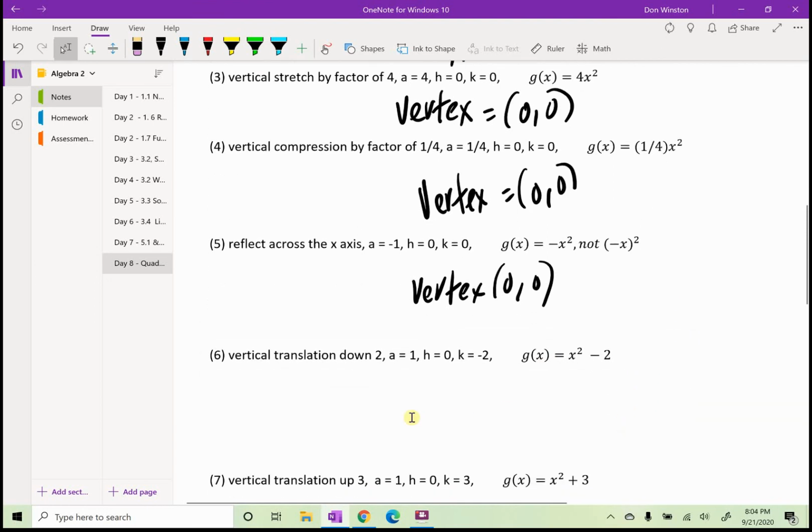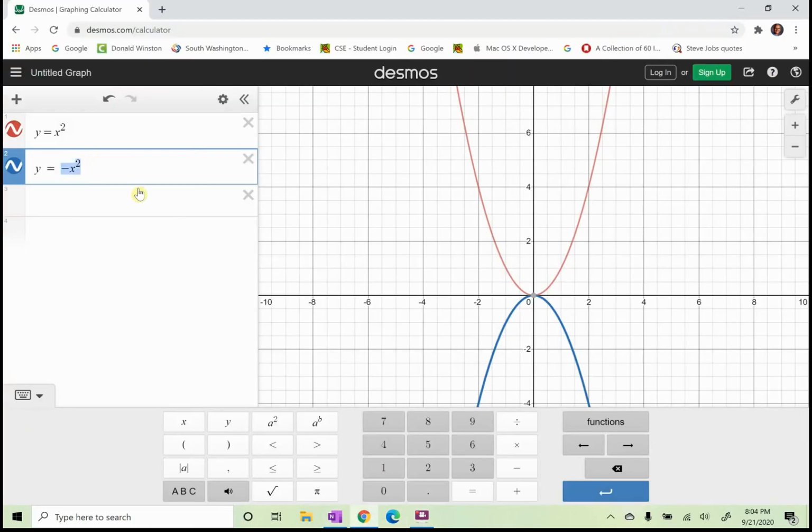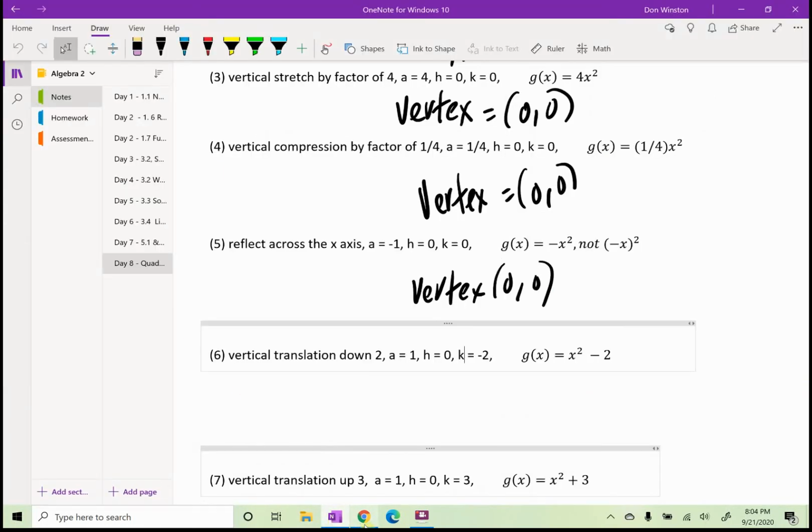Now, we'll look at a vertical translation down. Again, A is equal to 1. We're not going to move anywhere left or right. H is equal to 0, but now K will equal negative 3. Okay, so let's take a look at that. So we'll have x raised to 2, and then minus 3, I think I said. Let me go back here. Oops, minus 2.